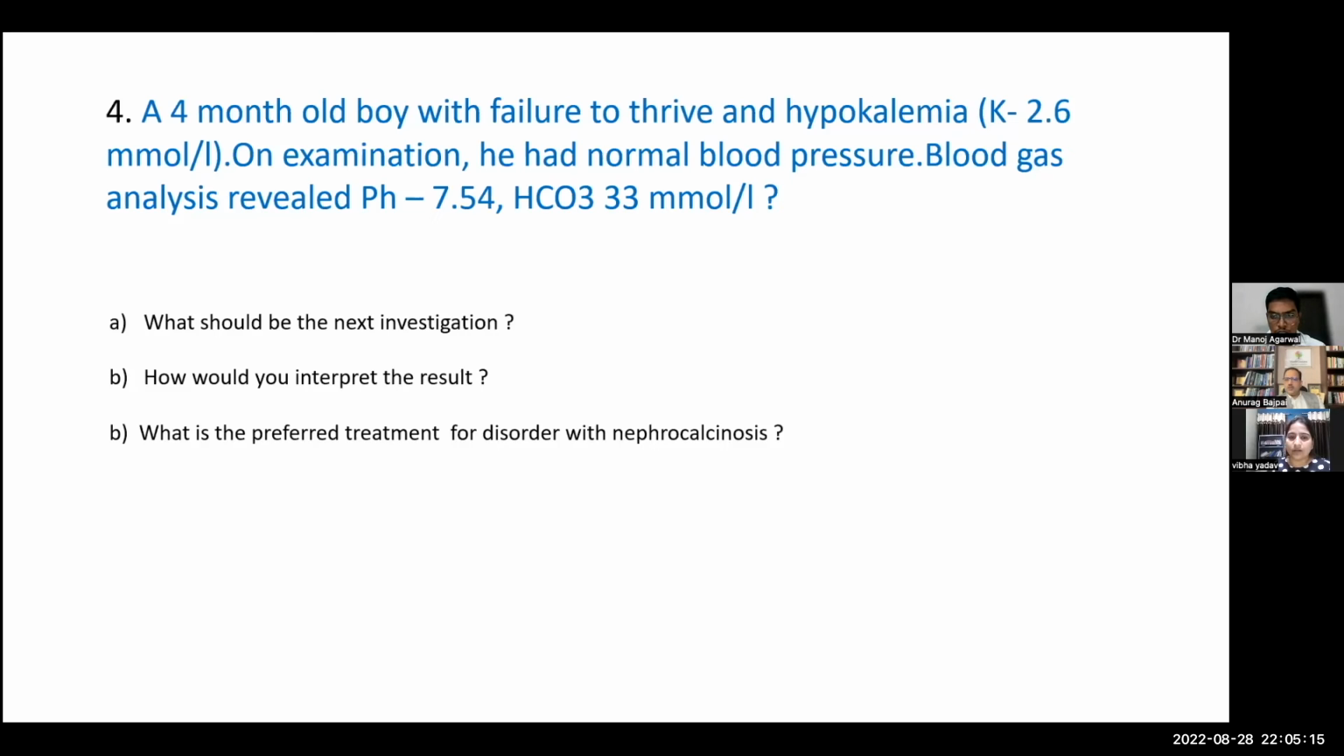Anybody would like to volunteer? Indomethacin. Indomethacin is an important treatment with regards to hypokalemia. Dr. Manoj, anything specific for nephrocalcinosis? Yeah, we have to start the amiloride in this particular case. And for preventing, we can start the thiazides also. Thiazide will be a preferable drug in this scenario. So indomethacin with thiazide will be there.